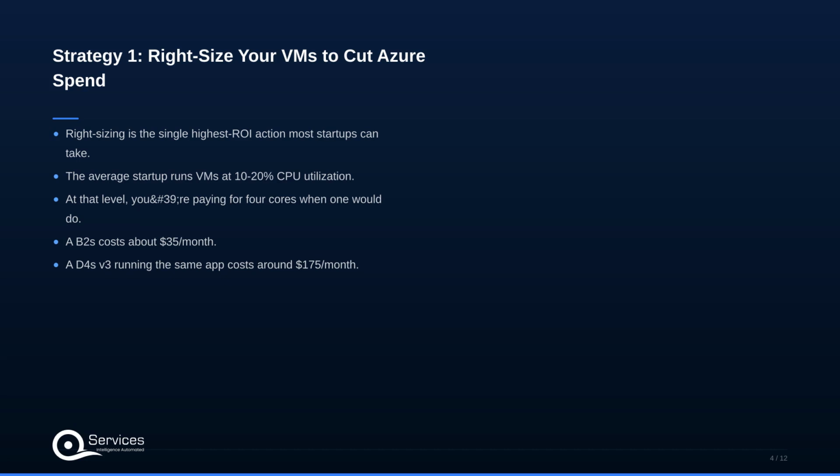The process is simple: pull the CPU and memory utilization data for the past 30 days from Azure Monitor, and identify any VM averaging below 30% CPU. Downsize in a test environment first, run it for a week, then promote to production.